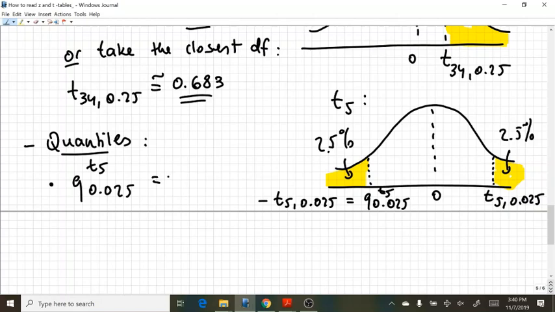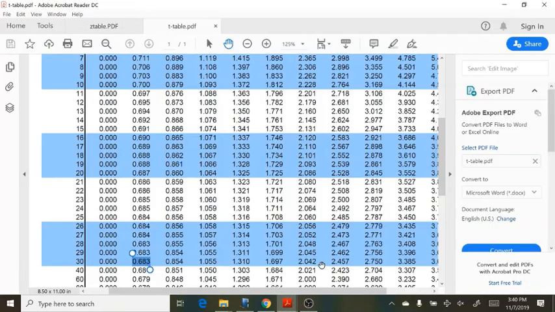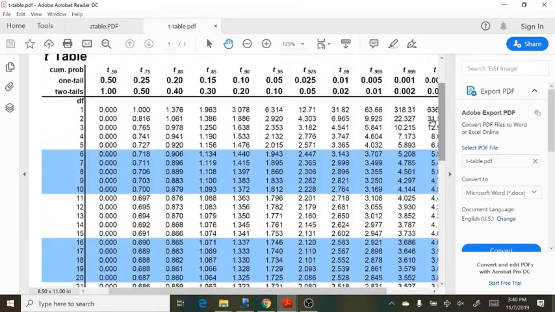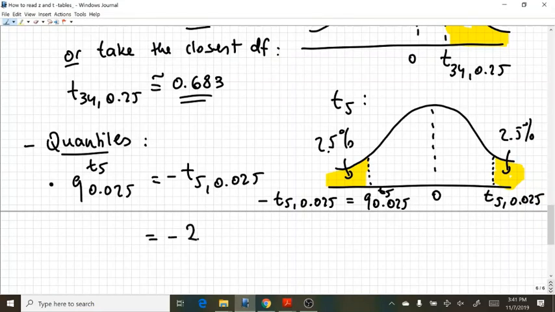And this I will find in my t-table, right? I go to my t-table, 5 degrees of freedom is here. And we said that 2.5% in the right tail, so one tail, 2.5 is here. I go down to 5: 2.571, right? This one, 2.571.